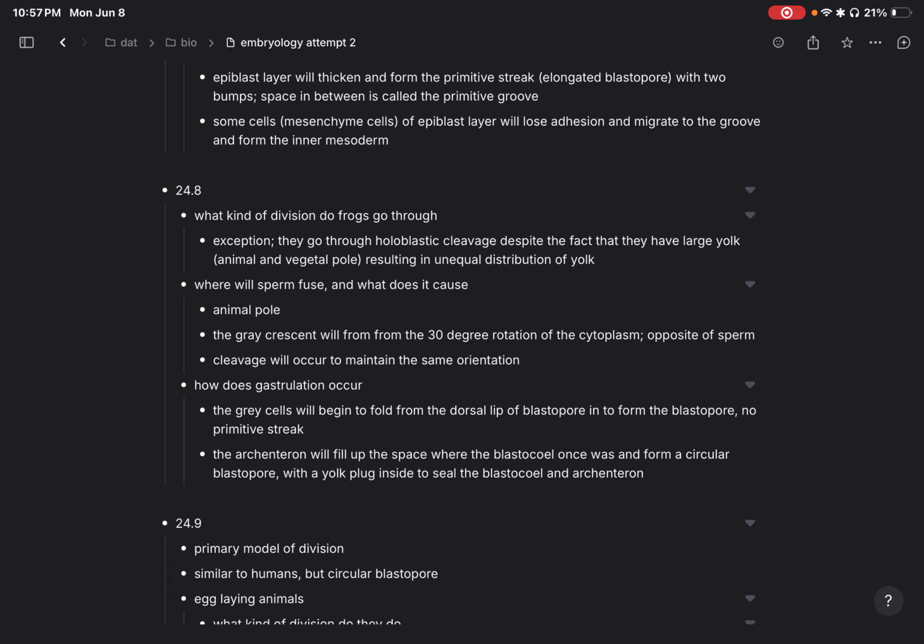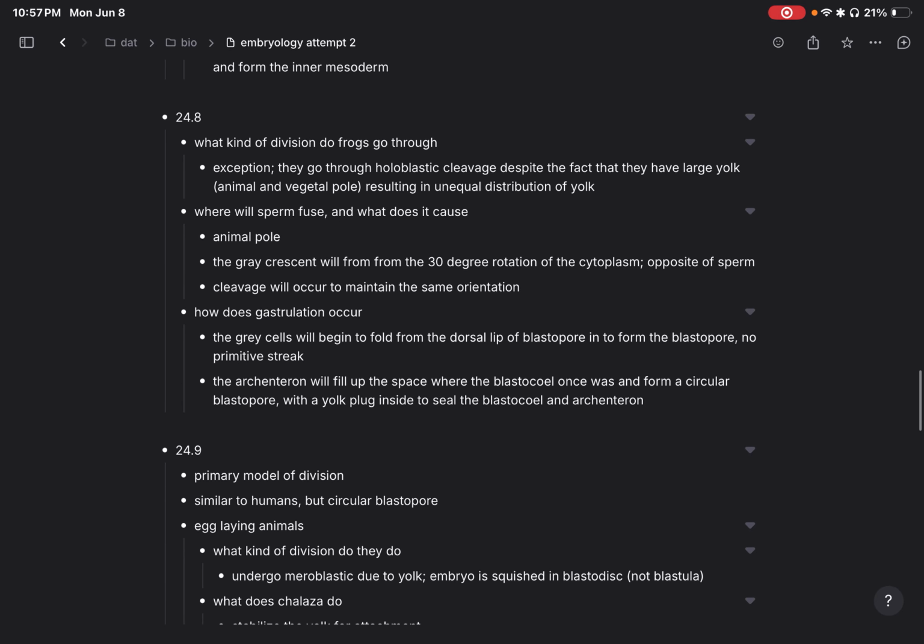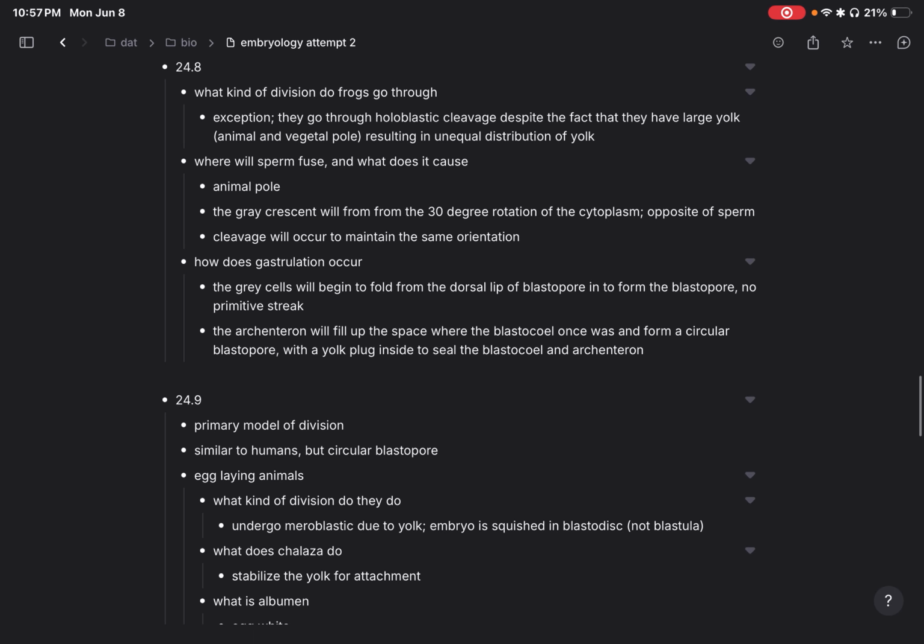Why? Because the cell will rotate 30 degrees, and that'll cause a gray area where the cytoplasm is breached from the yolk sac. This will be opposite of the sperm. And this cleavage will occur in a way that the orientation of all these cells is proper. So gastrulation occurs here when the gray cells begin to fold in to form the dorsal lip, and that's like the blastopore.